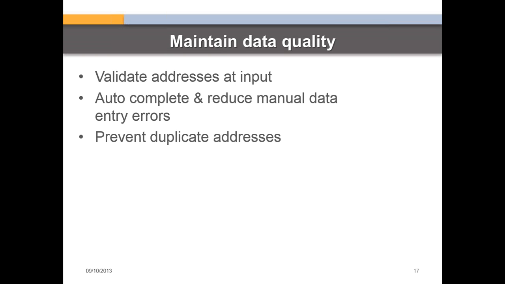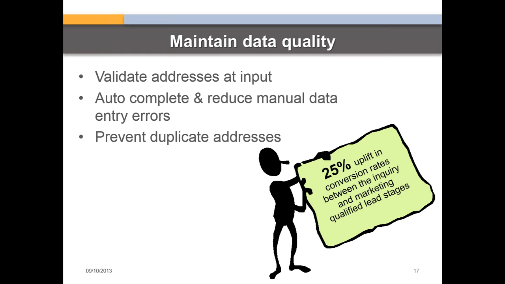Using that unique key that you've assigned in the last step, you're going to be able to prevent or identify duplicate addresses. So if somebody's inputting an address that already exists in your system, even if it's a slight variation on it, that unique key is going to be the exact same as an address that's already in your database. So you can flag that and correlate the records together. In fact, you can see a 25% uplift in conversion rates between the inquiry and marketing qualified lead stages.